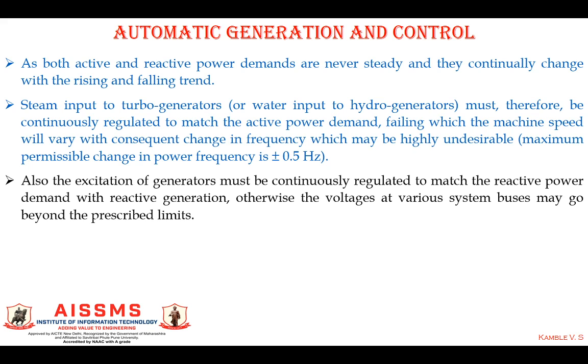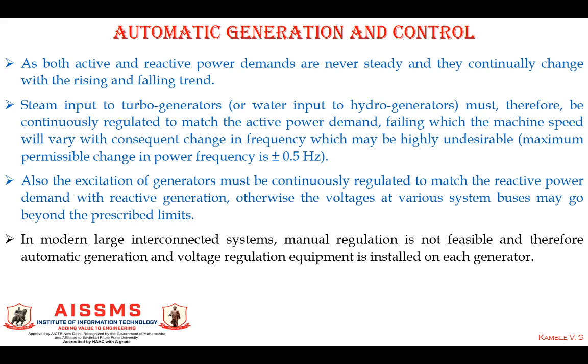The devices or the equipments which are used on the load side, each and every equipment will have some rated voltage value, and plus or minus 10% change in voltage is desirable. But if the voltage value goes beyond that desirable value, then that device will not work properly. So the voltage should be maintained between these desirable limits, and with the help of control of excitation of the generators, we can maintain the voltage at these desirable values. So in modern large interconnected systems, manual regulation is not feasible, and we can't get a smooth regulation with the help of manual control. Therefore, automatic generation and voltage regulation equipments are installed at each generator.